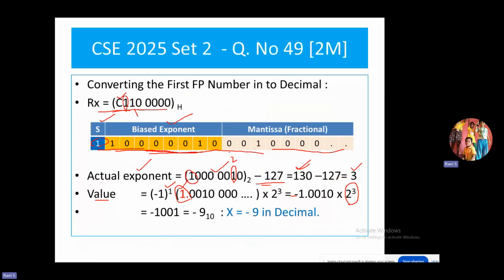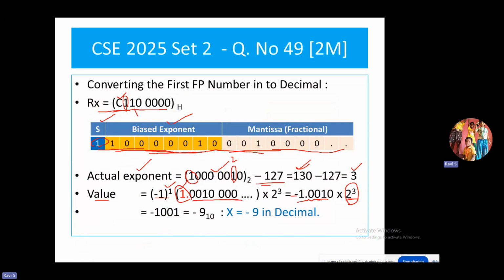Only the fractional part or mantissa part, what we observe here, follows the binary point. Because it is 0010 followed by a number of zeros, we just keep it here. Now, because it has minus 1 whole power 1, it becomes minus 1. So multiplying with minus 1, it becomes a negative number, and the fractional part follows, followed by 2 power the actual exponent.